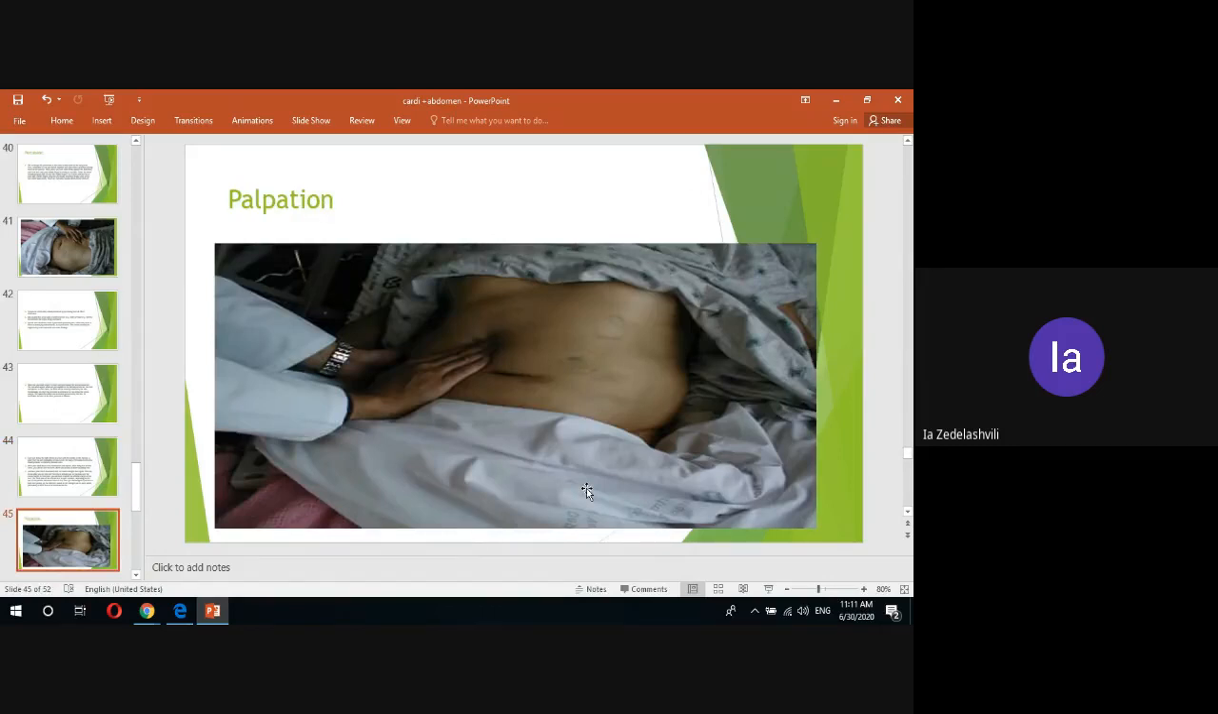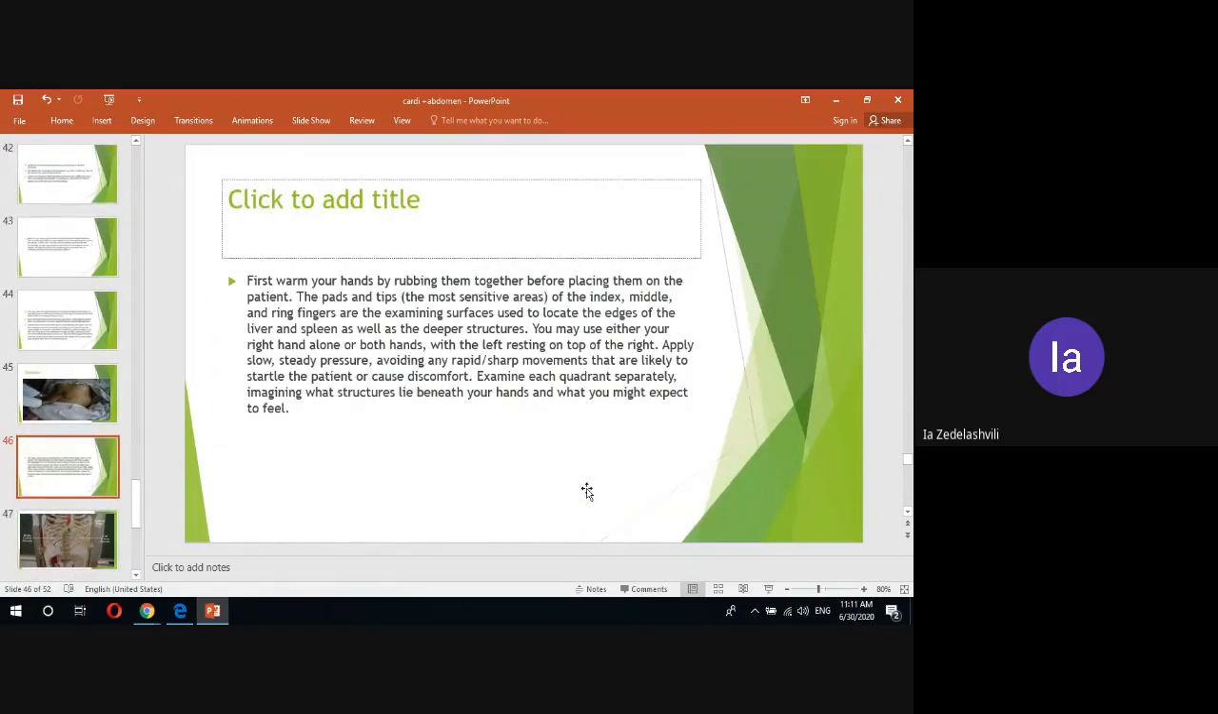The next portion which you have to remember, what we have to check, is palpation. Palpation is pressure on the wall to find out the inner organs and their distribution, my dear. First, as we say, you have to warm your hands by rubbing them together before placing them on the patient. The pads and tips, the most sensitive areas of the index, middle, and ring fingers, are the examining surfaces used to locate the edge of the liver and spleen, as well as the deeper structures.